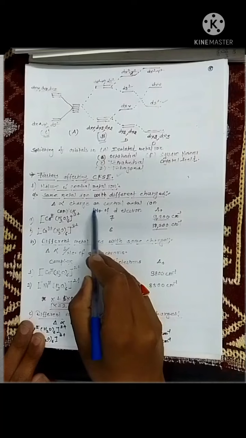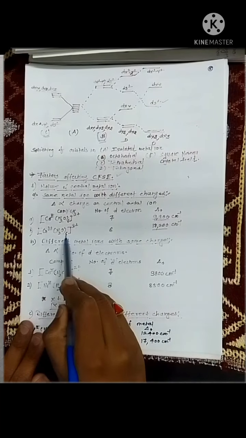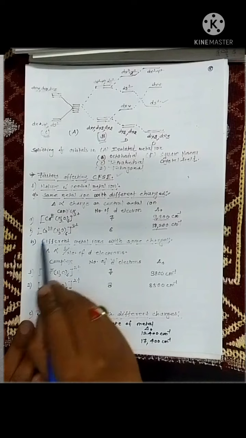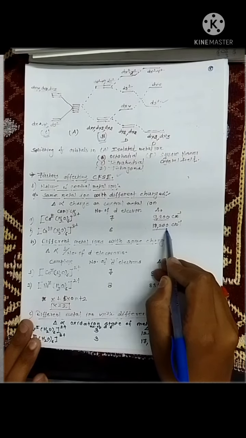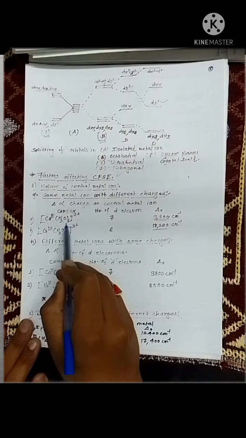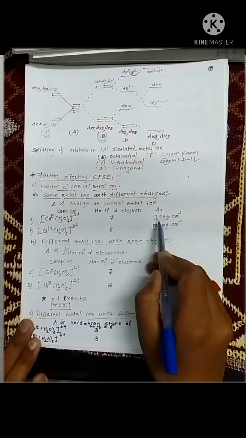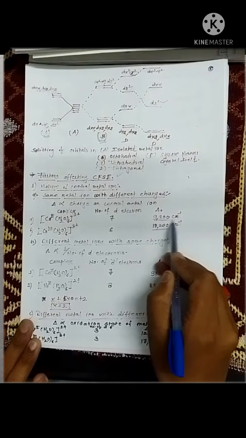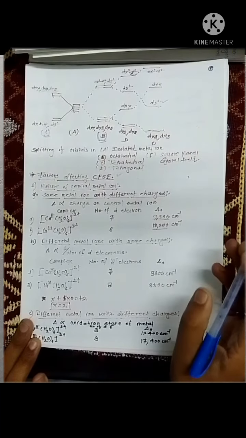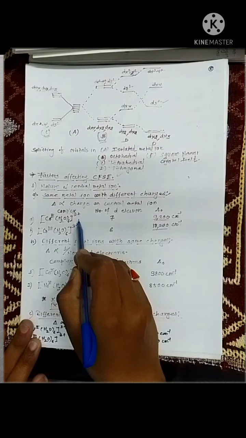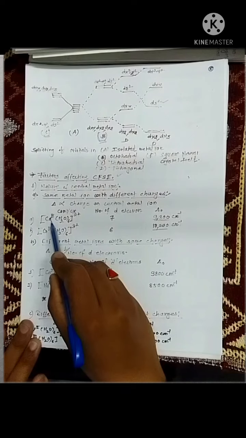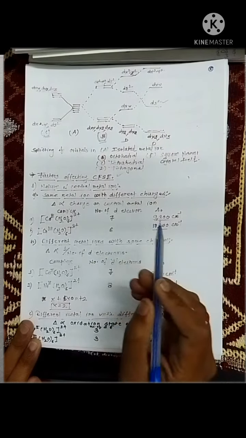And according to this point, your hexaaqua cobalt 3 complex has high CFSE. Its CFSE value is 18,200 centimeter inverse, while the hexaaqua cobalt 2 ion has CFSE value 9,300 centimeter inverse. Student should make note that this 2 plus and 3 plus, it is the charge on your whole complex. It is not the charge on your central metal atom. In numerical part, we are going to see how to calculate charge on central metal atom.